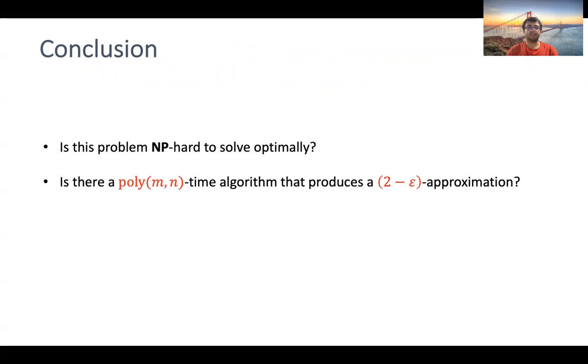The conclusion is that we still don't know if the problem is NP hard to solve for constantly many M, or whether there is a polynomial time algorithm for general M that breaks a 2 minus epsilon factor. Further, the problem of multiple centers is still open.